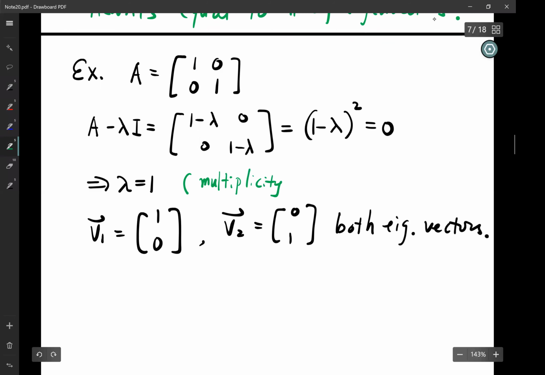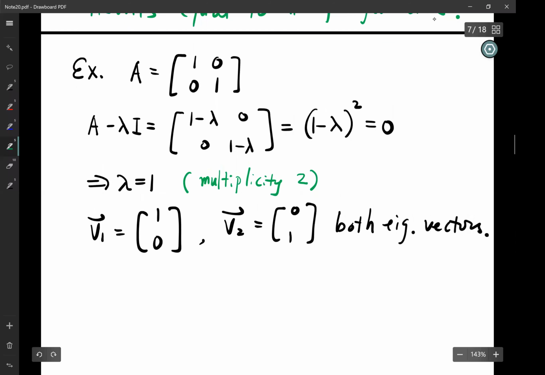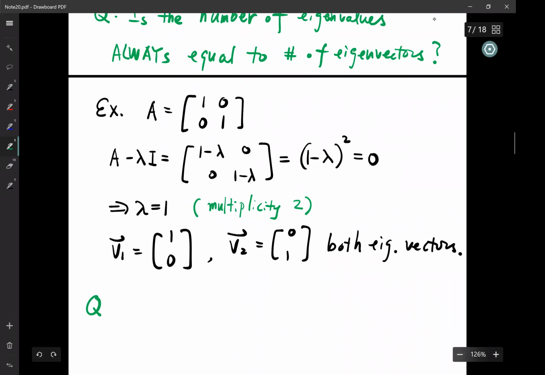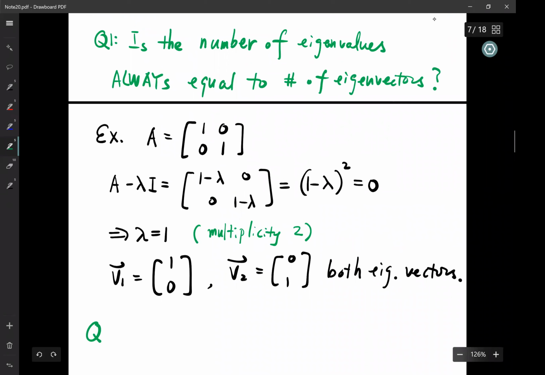Because I can have two repeated eigenvalues. In this case, the multiplicity of the eigenvalue is 2. So you say, well, counting multiplicities, the number of eigenvalues indeed matches the number of eigenvectors. So the question needs to be further refined. Let's say this is question 1, and the answer is no, right? The example is below. Now let's refine this question.